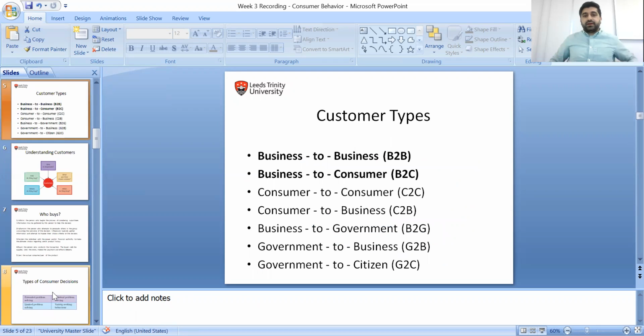So first of all, there are different types of customers. Number one, business to business, business to customers, customers to customers, also called C2C, consumer to business, C2B, business to government, B2G, government to business, and then government to citizen. So these are different types of customers. However, there are two main types of business, those that are most frequently used here.